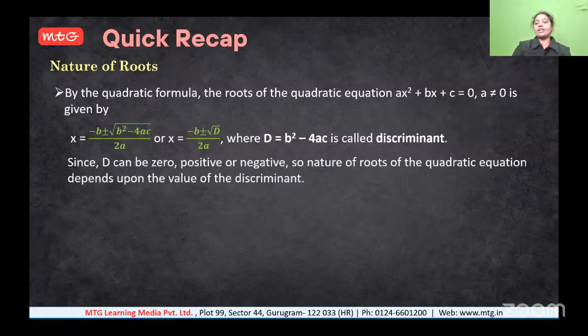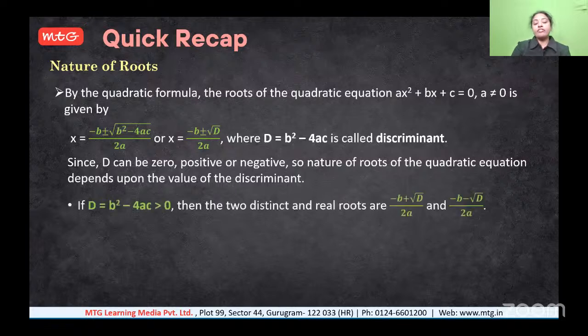And this discriminant will decide the nature of the equation. How will it decide? Here it is. If b² - 4ac, that is the discriminant value, is positive, if it is a positive discriminant, then the two roots will be as it is what you are thinking of.